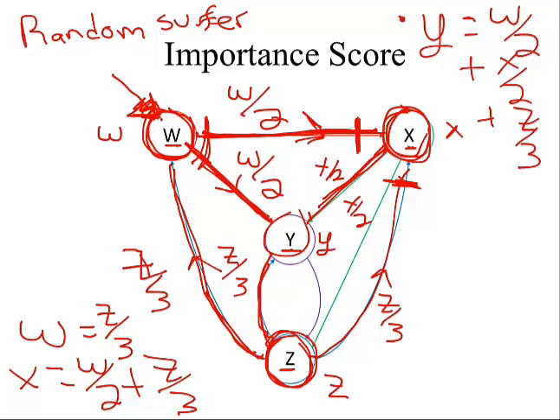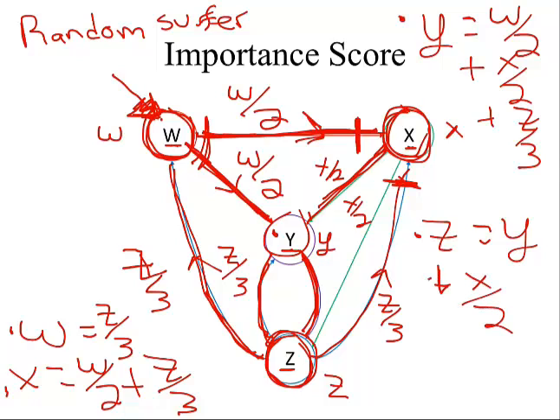And then the last one that we're going to look at is Z. And Z has an incoming link from Y, and Z also has an incoming link from X. So Z's importance score is going to be equal to Y, because the entire Y is spreading all of its importance to Z. So once we're on Y, we're going to have to click to Z, plus the importance score from X divided by 2, plus X divided by 2.